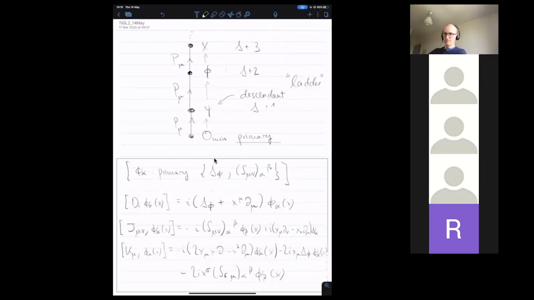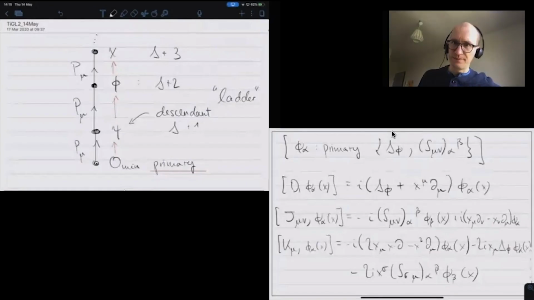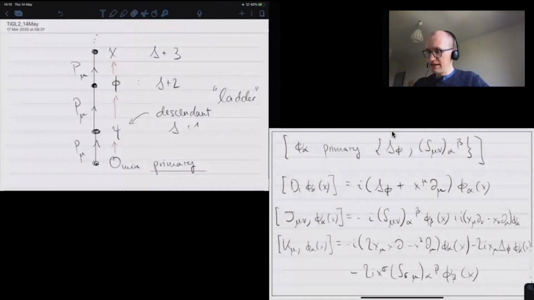So just a few words on where we left off last time. We were basically looking at representations of the conformal group. Of course, we also worked out the details of the conformal algebra first and so on and so forth. But this is the main point that we're going to start off from.